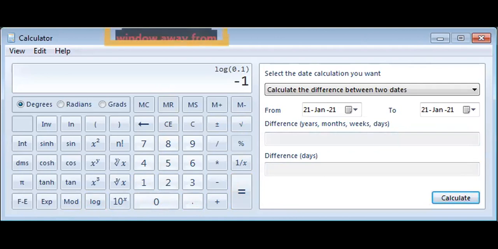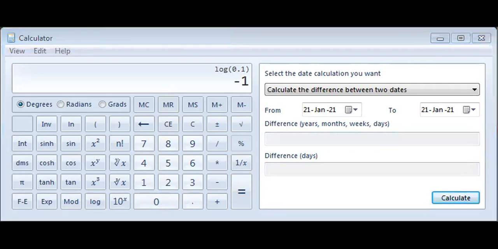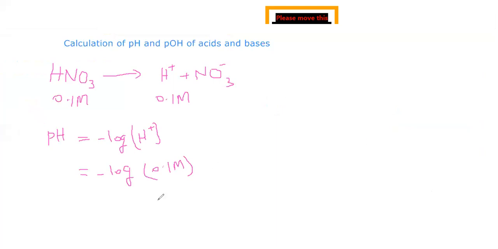Now I'm going to put it in the formula. Again, pH would be, this minus is coming from the formula, and the log of 0.1 would be minus 1, and minus multiplied by minus is plus. The pH of this nitric acid solution is 1.